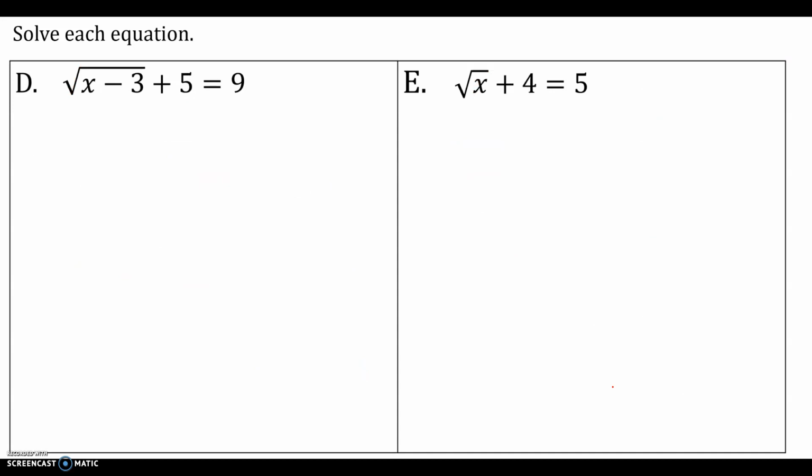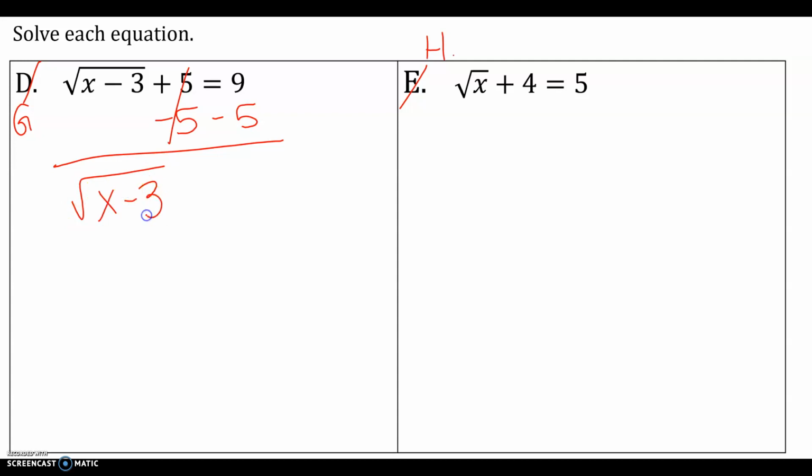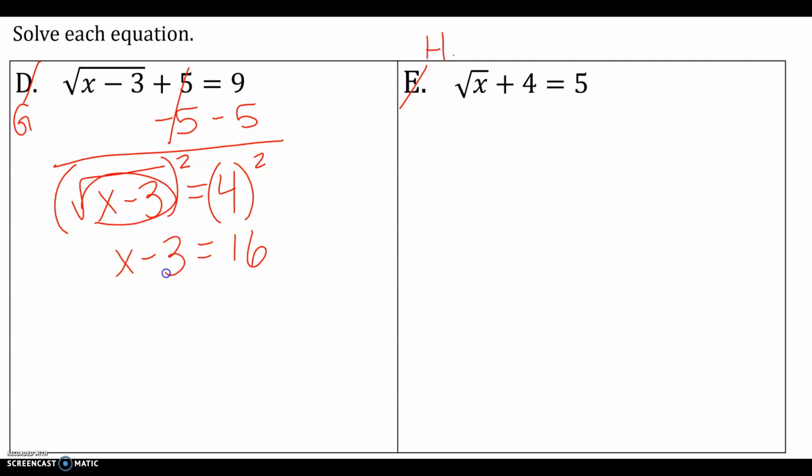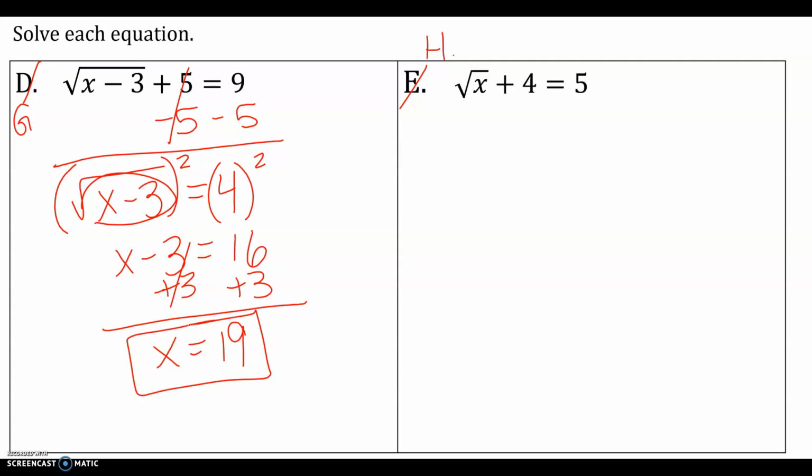Whoops. Well, looks like my numbering's a little off. Don't worry about that. So if we do G, we have to subtract this 5 because it is outside of the radical. And you're getting x minus 3 underneath equals 4. Obviously, you need to get rid of the radical. So we're squaring, getting 16. This is not changing. And obviously, if we add 3 to both sides, you are getting x equals 19.